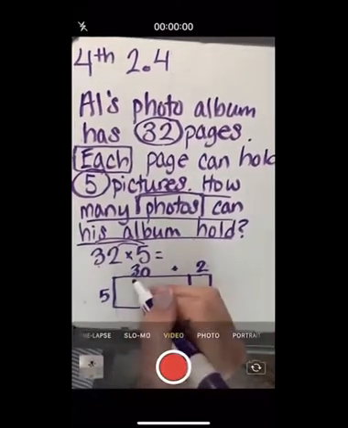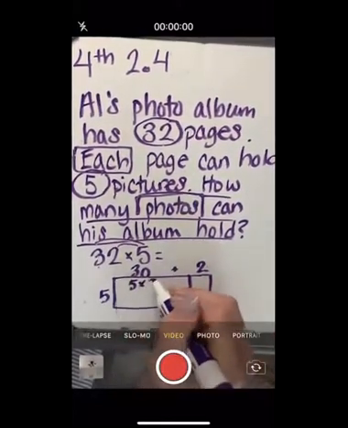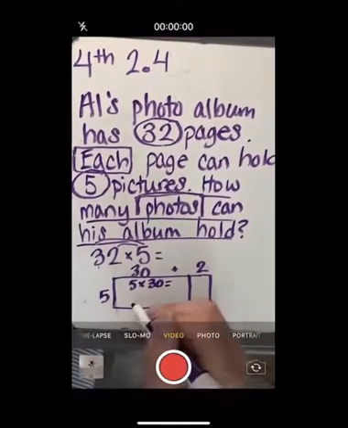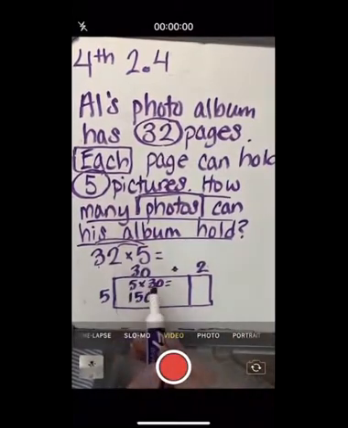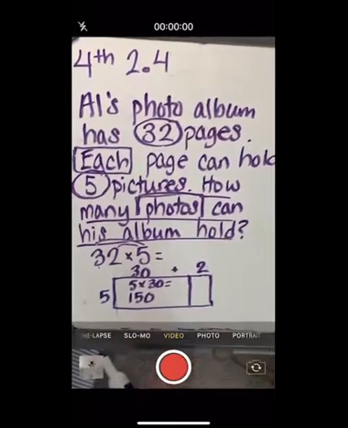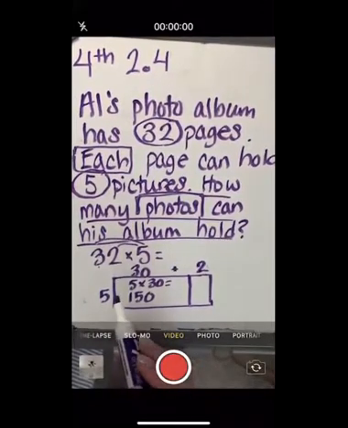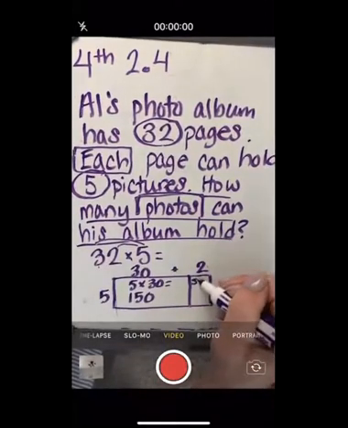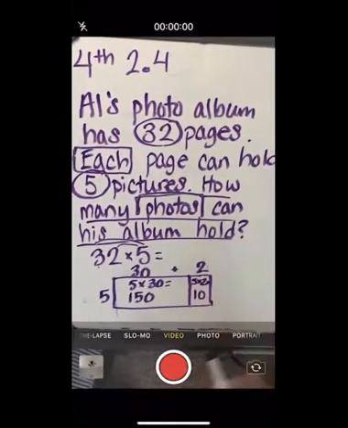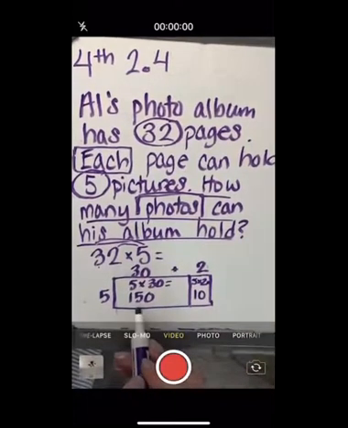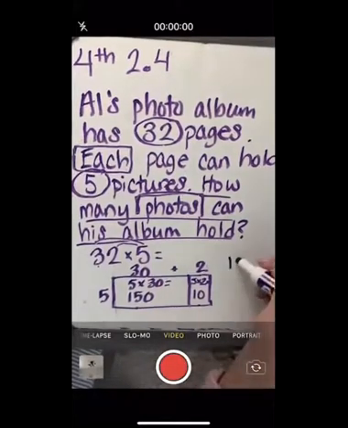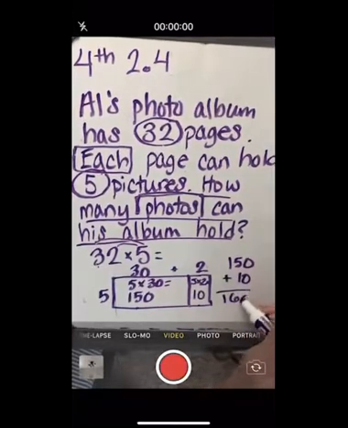So I can write my equation in here to keep myself organized. 5 times 30 gives me 150. I know that 5 times 3 would be 15. One place value greater would be 150. And over here, 5 times 2 equals 10. So I have my area of my tens place, my area of my ones place, and now I need to add them together. 150 plus 10 is 160.